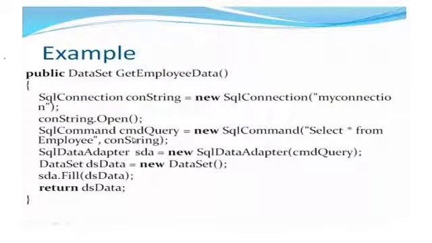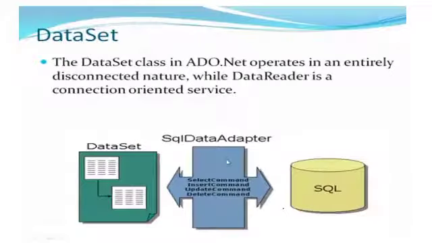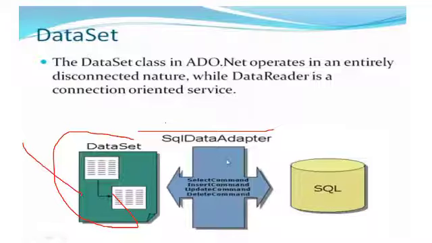For a dataset query you have to fire it like this. It is written in C#.NET format, it is the C# language, not VB.NET. VB.NET is somewhat different but the same steps will be there. Dataset in ADO.NET operates in an entirely disconnected nature, as we know. So adapter, SQL and dataset, and from that it is connected to the main .NET application. You can take the data from the dataset directly.